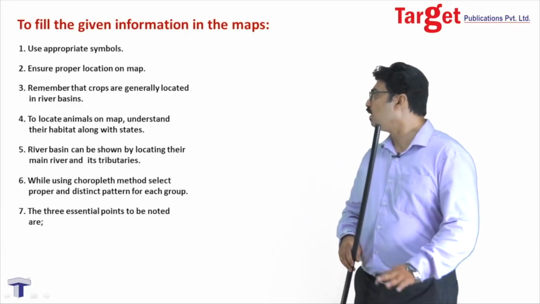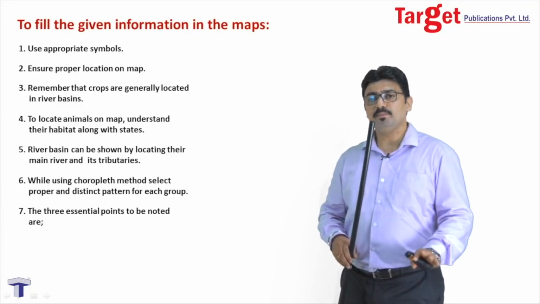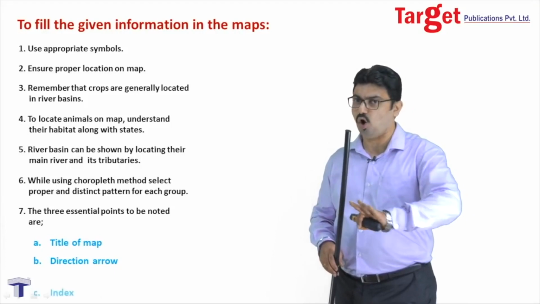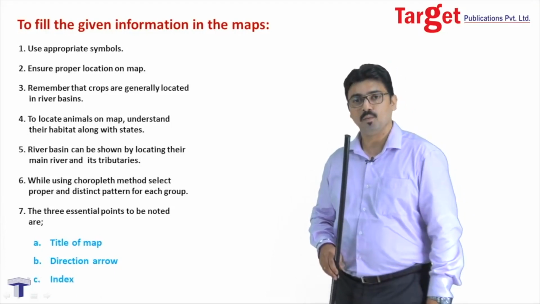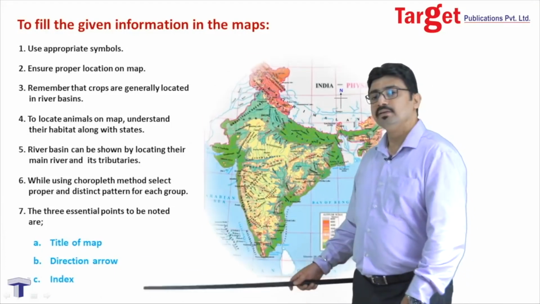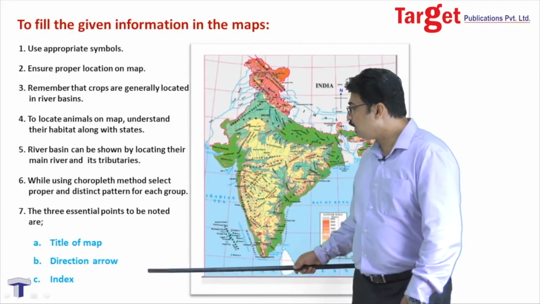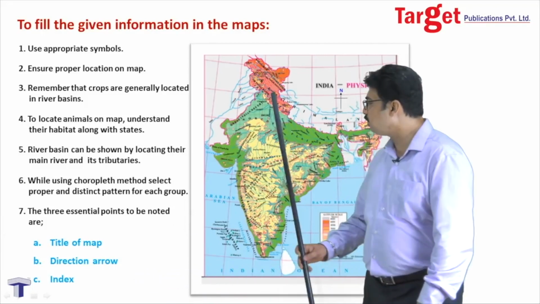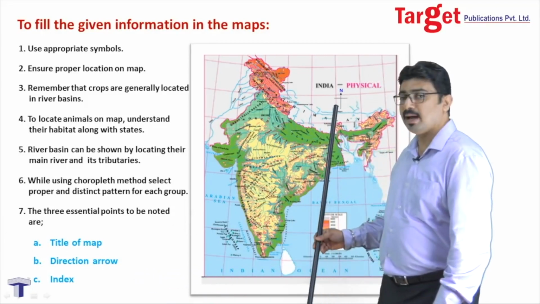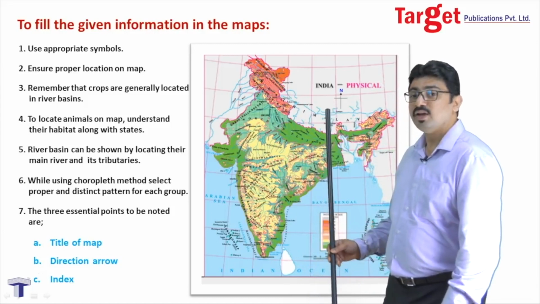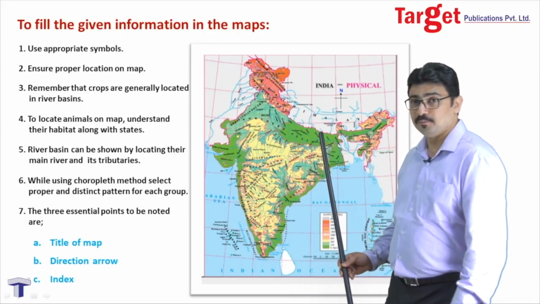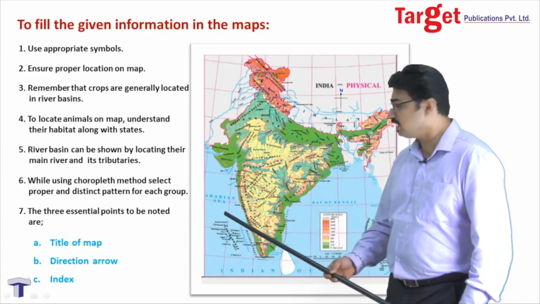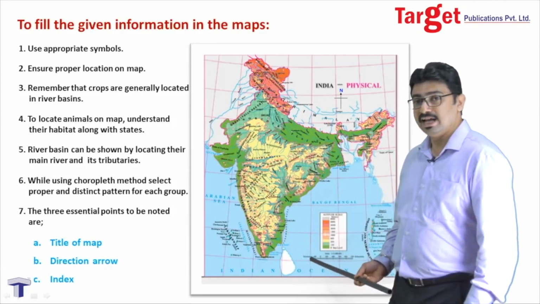All right. So with this, we understand what are the different important points to be noted, but there are three most important things which should be there in all the maps that you draw. What are these? They are the title of the map, the direction arrow, and the index. And as we can see in the example map given over here, we have the title of the map, India Physical. We have a north facing direction arrow which shows us what is the direction. And last but not the least, we also have an index of the various features, index of the symbols used.